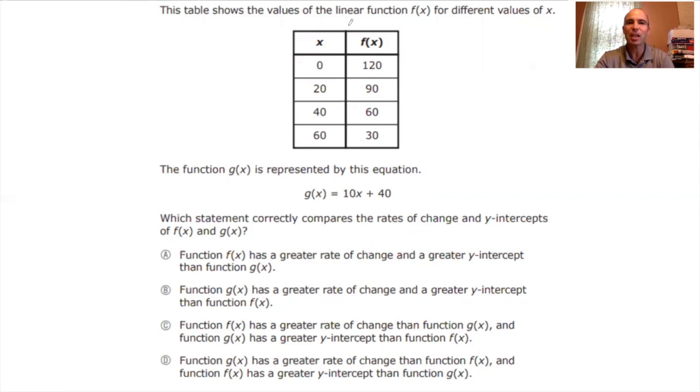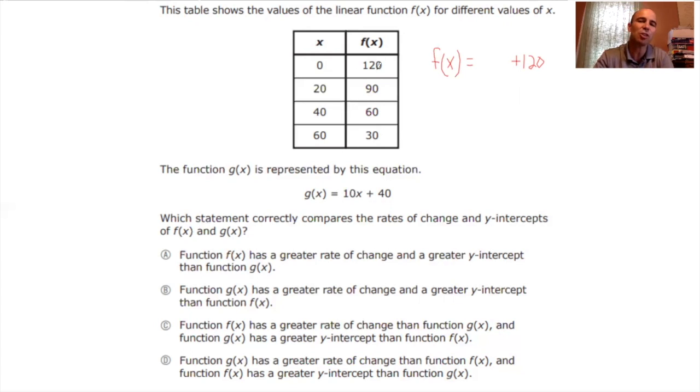But since they're telling us that f(x) is also a linear function, we also get a y = mx + b. Now, you might want to just write what that function is, because I know the y-intercept is 120. I know because if x is 0, f(x) is 120. So that's your y-intercept right there. That's what it means.